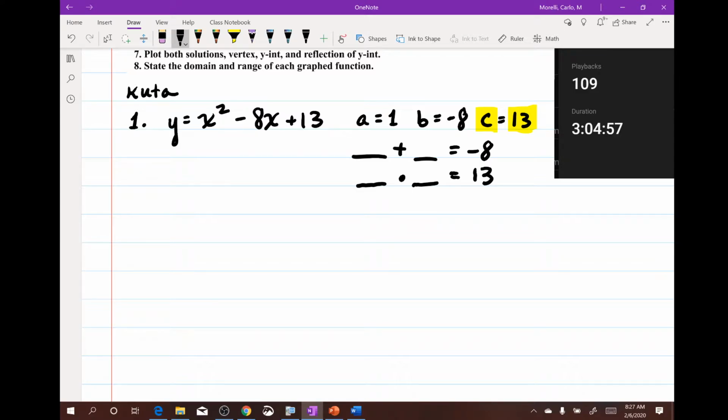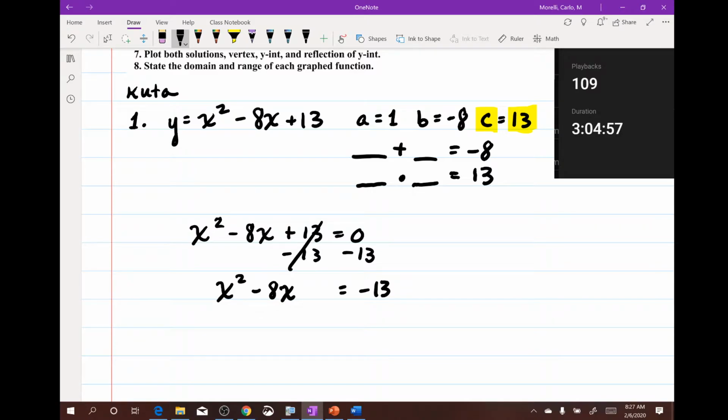So this technique is called completing the square. Here's how you complete the square. Take your equation, x squared minus 8x plus 13, set it equal to 0. Now move the constant term to the right side of the equation. Minus 13 on both sides. Rewrite x squared minus 8x, and then leave some space and put equals negative 13.